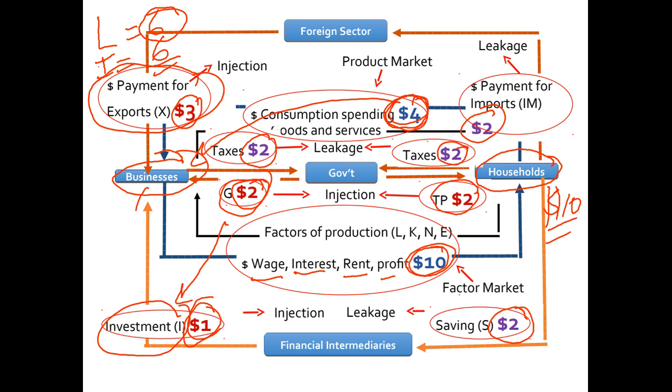So notice that in just 4 sectors and 3 markets using this model, we basically examine the whole economy. That is what we call the circular flow of income and expenditure model.